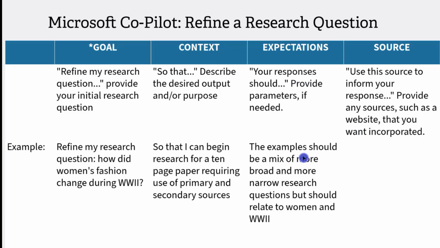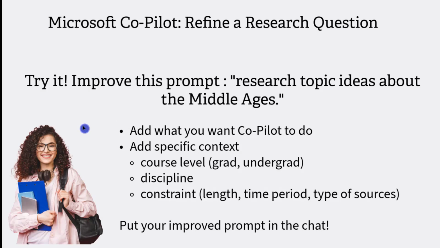And then your expectations. So in this example, the examples should be a mix of more broad and more narrow research questions, but should relate to women and World War II. Again, the source is kind of an optional one, but if you can have these three pieces, goal, context, and expectations, you're going to get a much better response from Copilot or any other generative AI. I want you to give this a try.